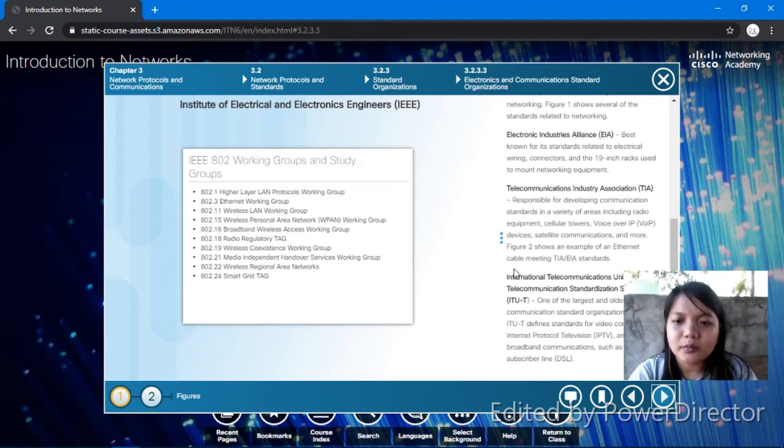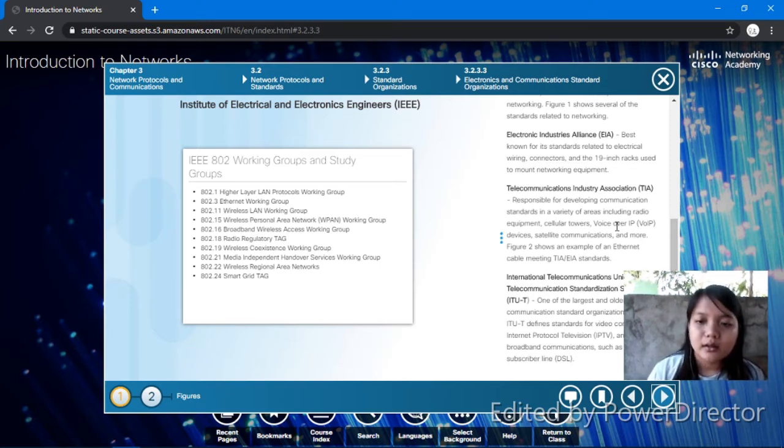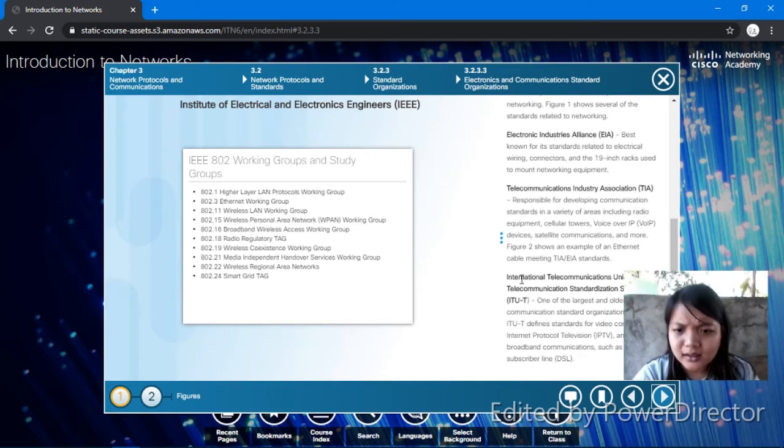Next one is the Telecommunication Industry Association, responsible for developing communication standards in a variety of areas including radio equipment, cellular towers, voice over IP devices, satellite communications, and more. So they are responsible for the radio equipment, the cellular towers, the voice over IP devices, and the satellite communication and more.